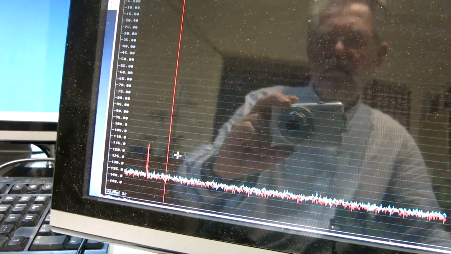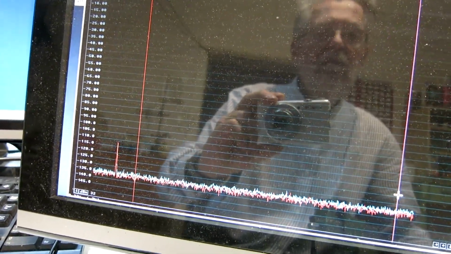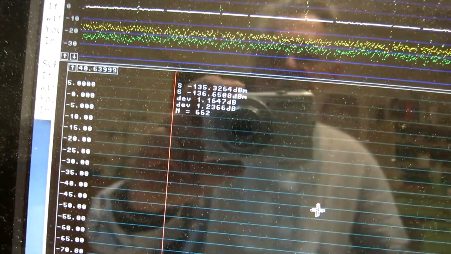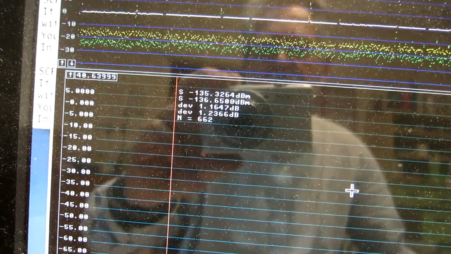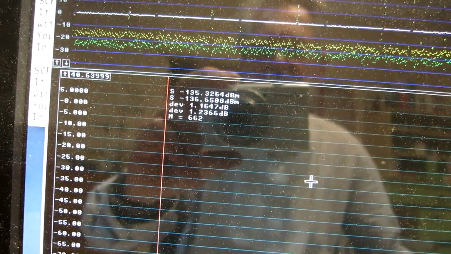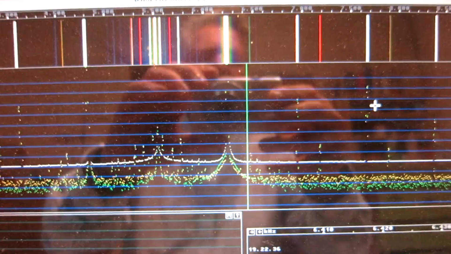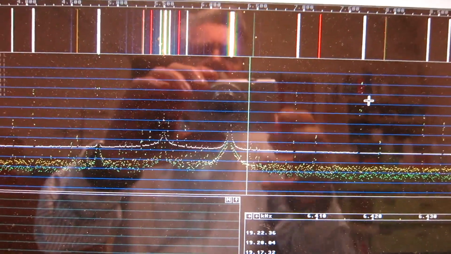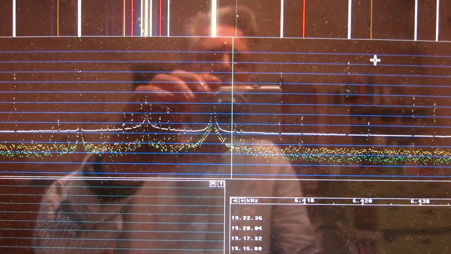The correlation advantage is 8 dB at many averages, 67,000, and channel levels minus 135.3 and minus 136.7. This is a separation of 200 Hz.